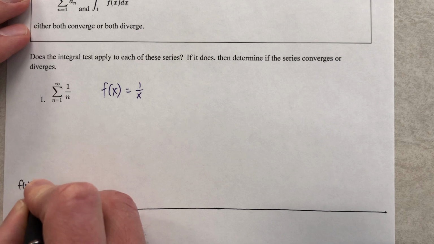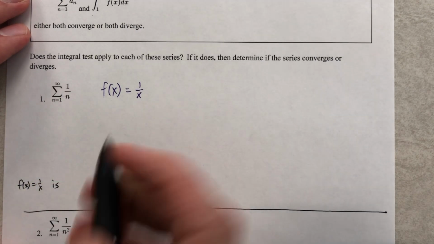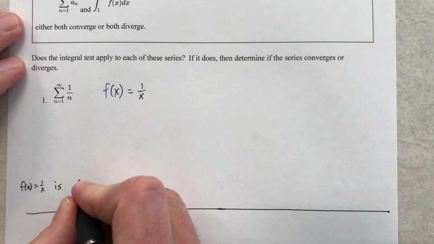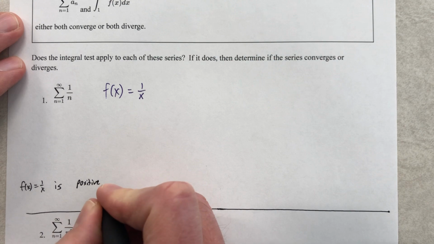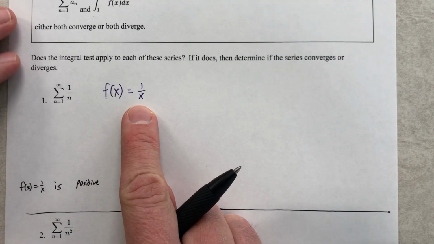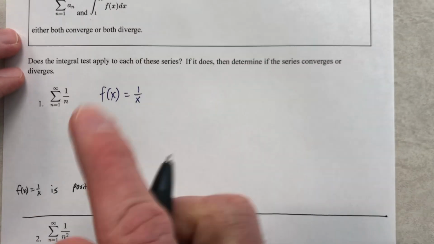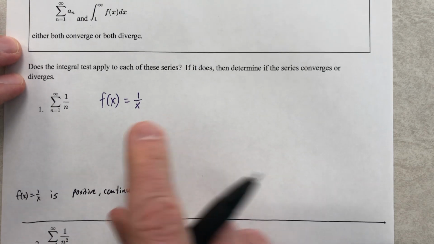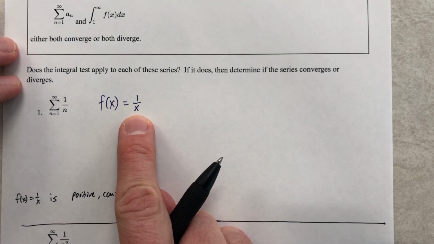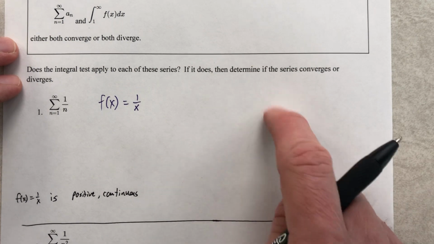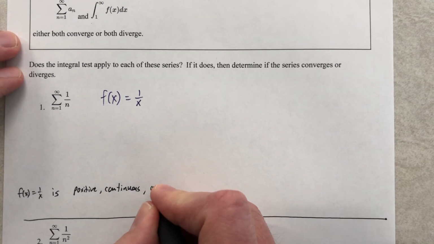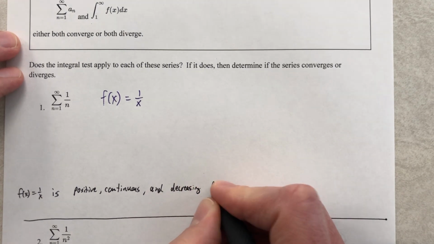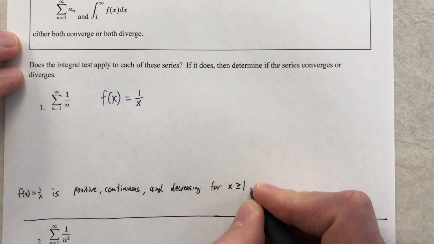f of x equals 1 over x. All right, 3 conditions. Is this positive for all x greater than or equal to 1? Yes. All right, it's positive. Step 1, is it continuous? Well, not at 0, but that's not an issue, so we're good. It's positive, continuous, and is this consistently decreasing? Yeah, it is. 1 over x is 1 over 1, 1 over 2, 1 over 3, 1 over 4. It's getting closer to 0, and decreasing. Put my Oxford comma in there. I generally don't. For x greater than or equal to 1.